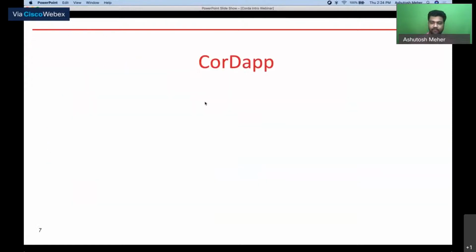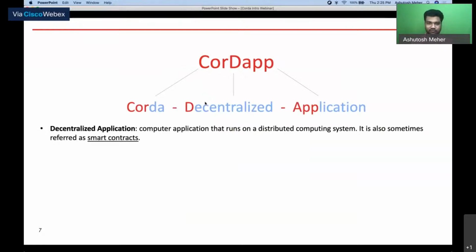And so Corda as well is a platform. Right now, developers wouldn't develop Corda, but you would write applications on top of Corda. We call those applications Corda apps. It's a short form for Corda decentralized applications. Well, these are the distributed applications which run on Corda nodes.